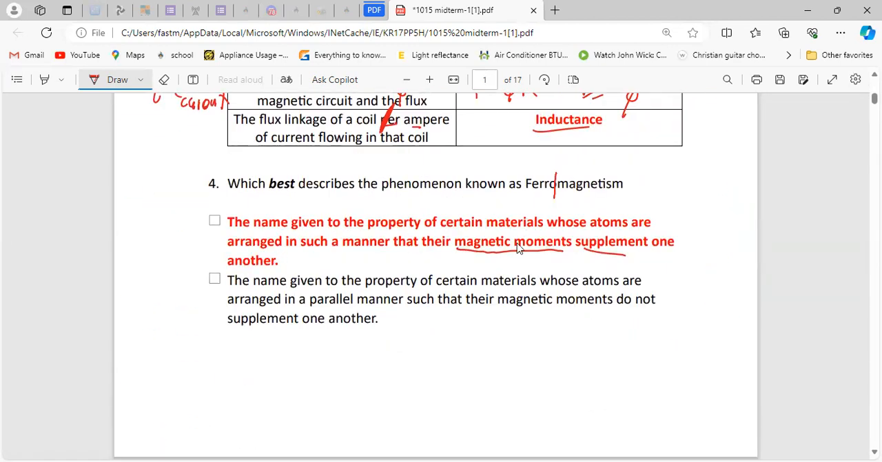So supplements, they will supplement each other. Supplement meaning they aid each other. So when they all align, they aid each other. Yeah, so those type of materials, they can hold magnetism, right?